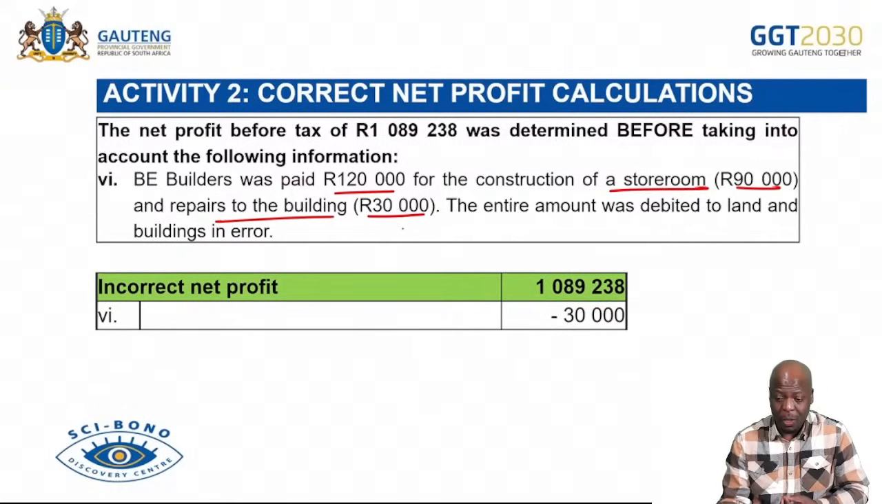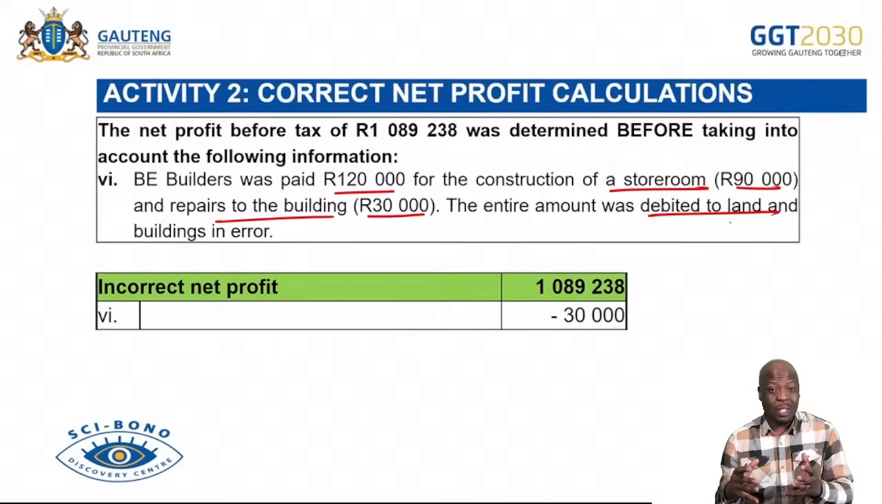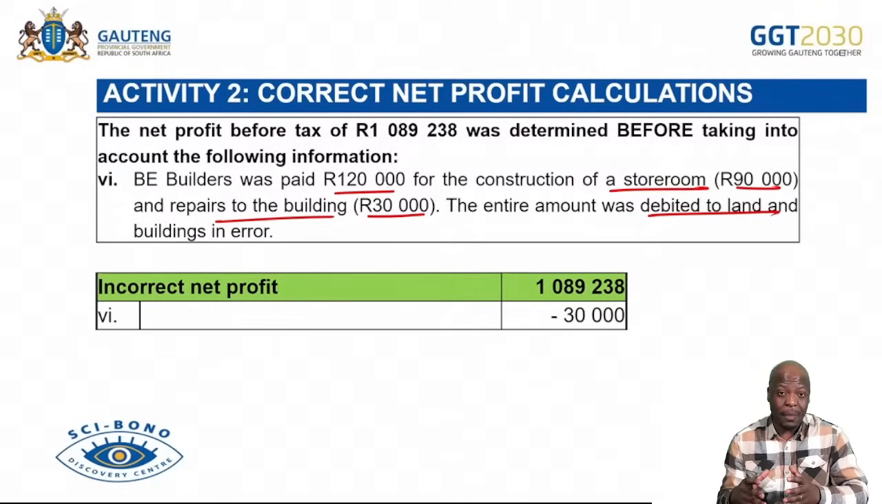The entire amount was debited to the land and buildings in error. Okay, remember this adjustment. You have seen this adjustment 1,000 times. It simply means that 30,000 must be recorded under an expense called repairs. So we have an expense that was not yet recorded because the entire amount was debited to the land and buildings, and that was an error.